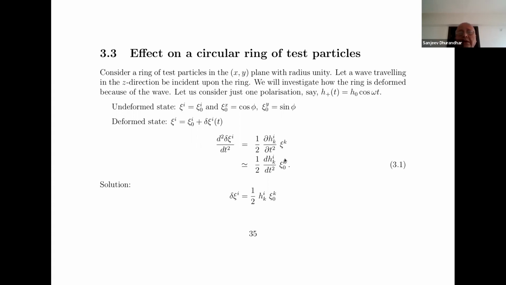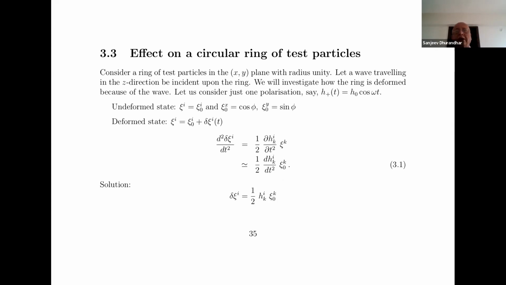So half of this, I don't understand why I did not put that thing. Xi k zero is what you have here. So the solution to this is basically this, which comes out here. I have forgotten to put the squares in the thing actually, for some reason. Anyway, so this is equal to this, and then delta xi is just half of h i k xi k zero. So this is a solution with initial conditions.